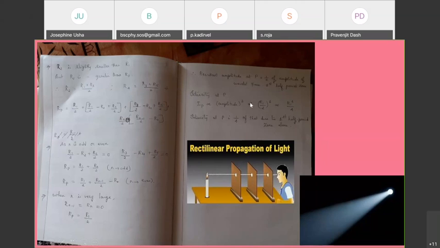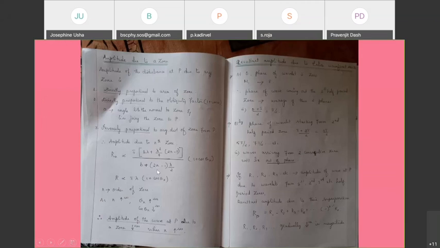So how can we conclude about intensity? The intensity at point P is 1/4 of that due to the first half period zone alone. The resultant amplitude is nothing but half of the amplitude of the wavelet from the first half period zone. When we talk about intensity, we get only 1/4 of the intensity due to the first half period zone alone. So this is the conclusion about the half period zone.